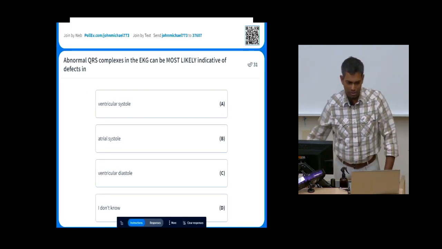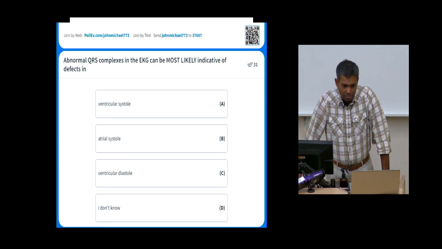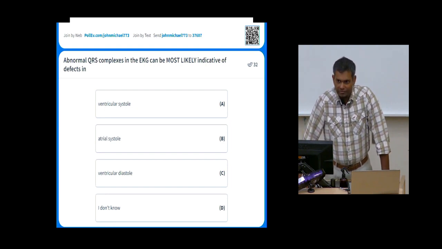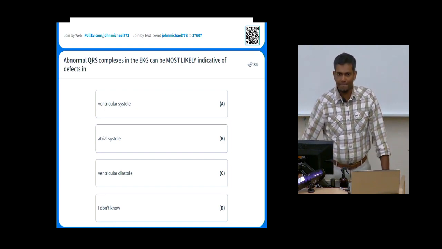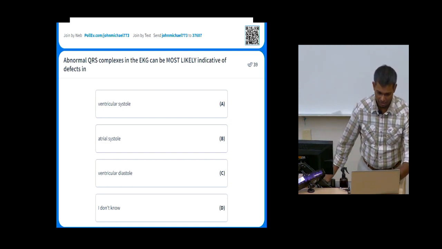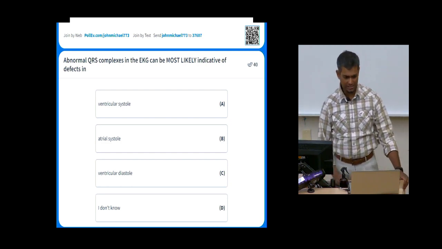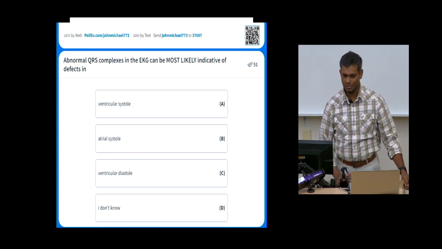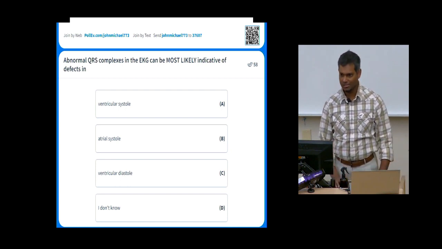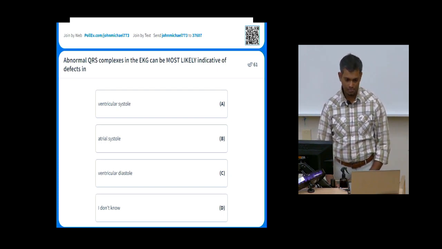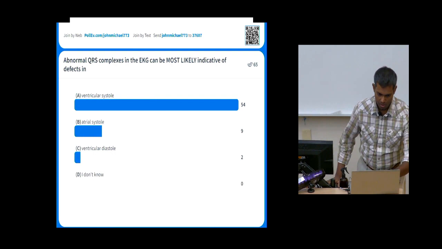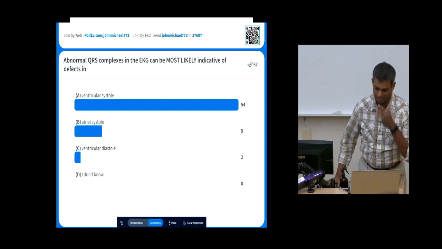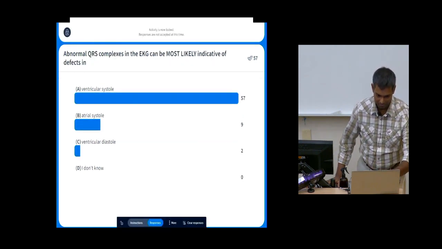So abnormal QRS complexes in the electrocardiogram can be most likely indicative of defects in what? Is it ventricular systole, atrial systole, ventricular diastole? So you see how I modified the previous question? I just asked you about a different part of the electrocardiogram. Okay, most of you said ventricular systole. Good. I'm glad you're catching on.